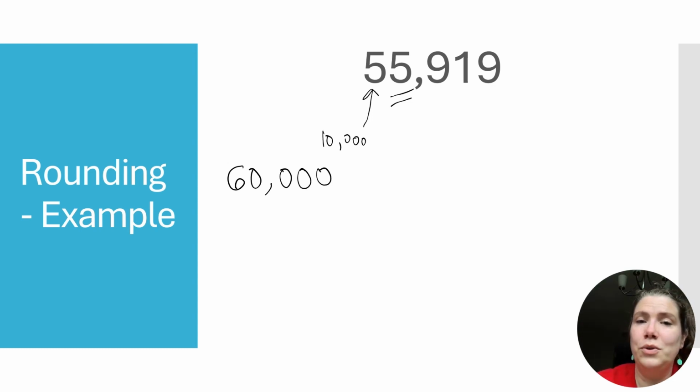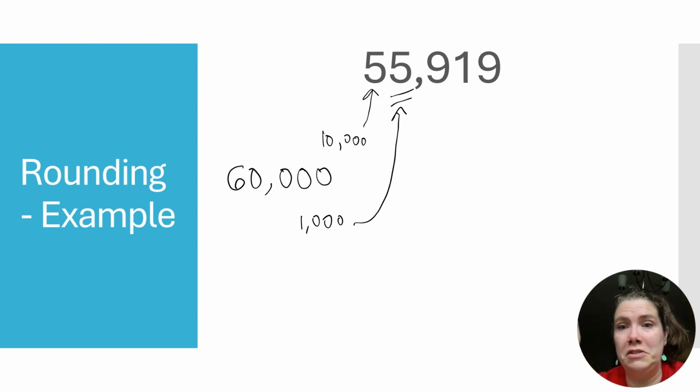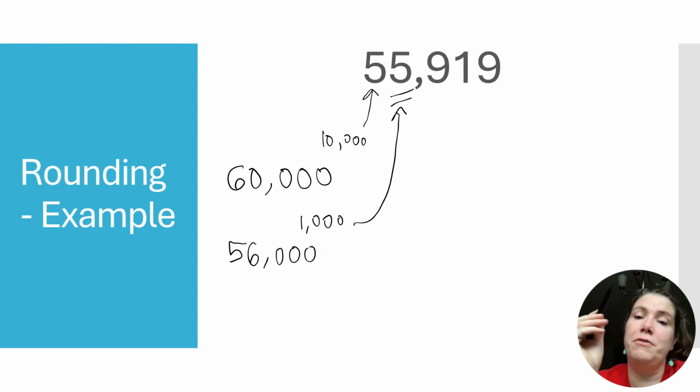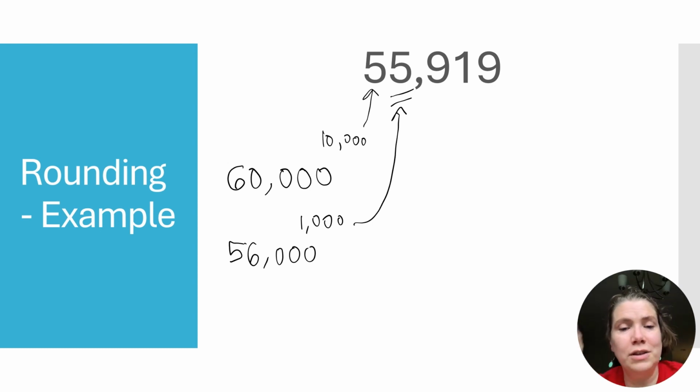Now we'll round to the thousands place. At the thousands place, we've got this 5. We're going to look at the adjacent value, which is a 9. So again, we're going to round that guy up because 5, 6, 7, 8, 9 round up. So this one is going to round up to 56,000. So in between 55,000 and 56,000, we're closer to 56,000.